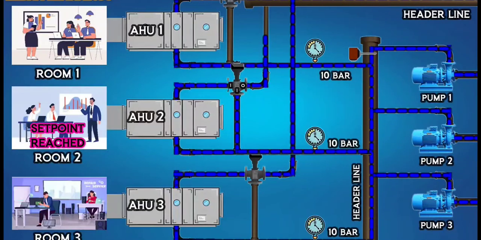Due to this, the flow in the pipeline will continue. Pressure also does not increase. Thus, there is no need to change the speed of the pump. This is the detailed explanation of two-way valve and three-way valve.